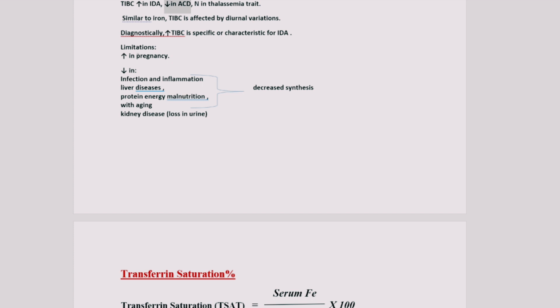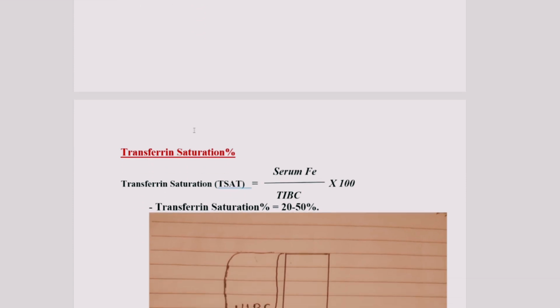However, it has many limitations. It increases in pregnancy, and it decreases in infection, inflammation, liver disease, and protein energy malnutrition, and with elderly aging, because in these conditions there's decreased synthesis of transferrin. And transferrin or TIBC decreases in chronic kidney disease, being lost in urine.